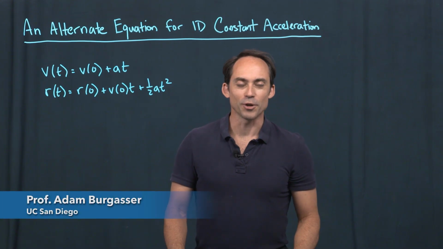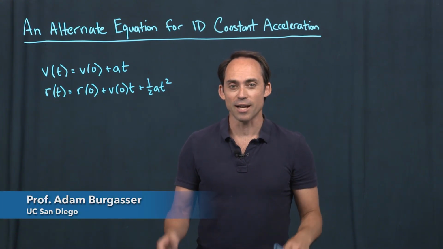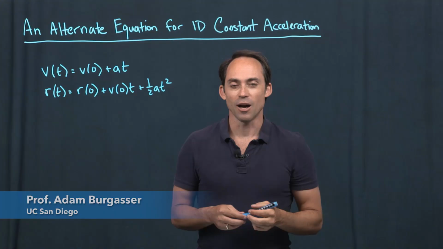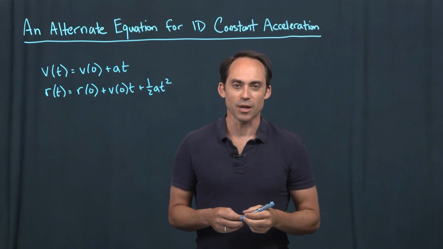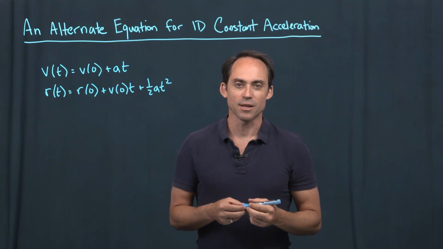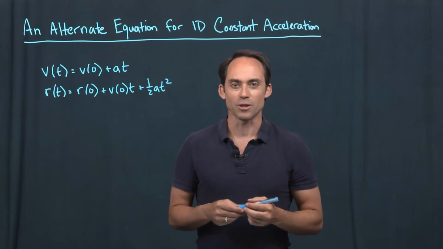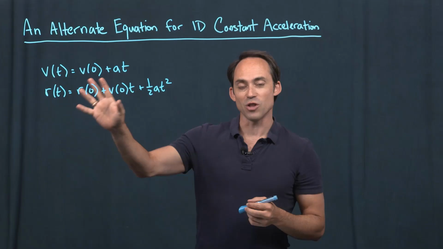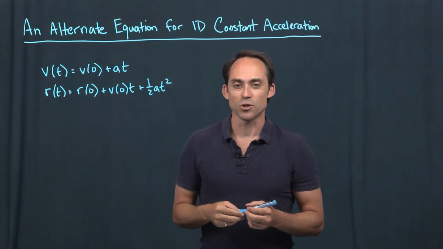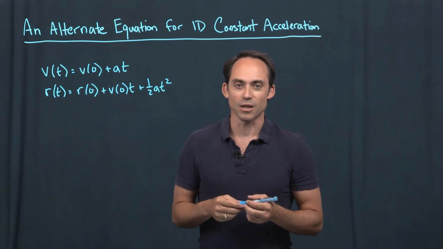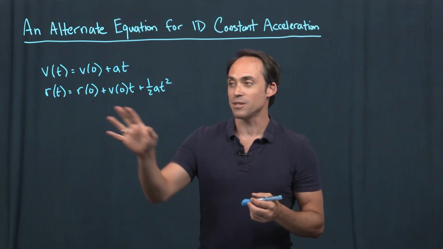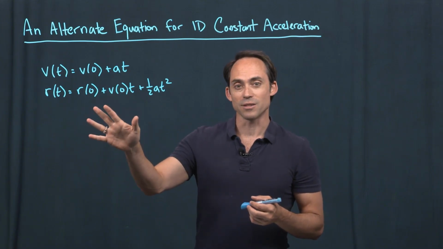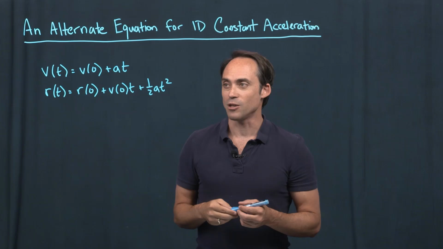Hi everyone, I'm Professor Burgasser, and in this video we're going to look at an alternate equation for the case of constant acceleration, how we can relate some of our physical quantities in a slightly different equation than we've used before. In a previous video we looked at how we could derive the velocity and the position as a function of time for the case of constant acceleration, in particular one-dimensional constant acceleration, where we've gotten rid of the vector notation.